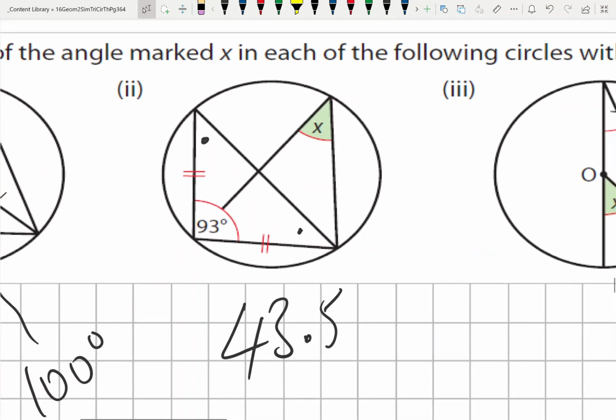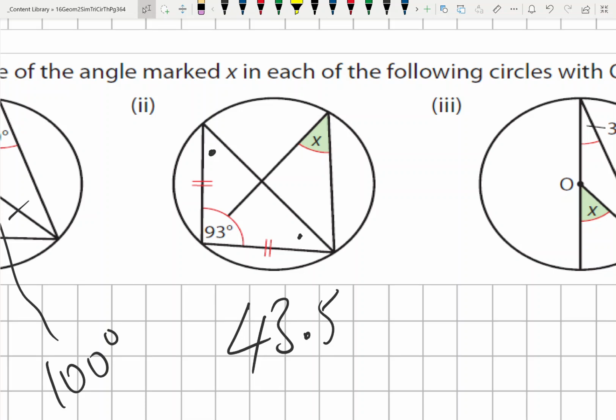Yeah, 43.5. So there was problem solving there. It took me a while. So this is standing on the same as this. And we know this is 43.5. So x equals 43.5. Nice one. Okay, believe it or not, this is 60 because it's double 30.